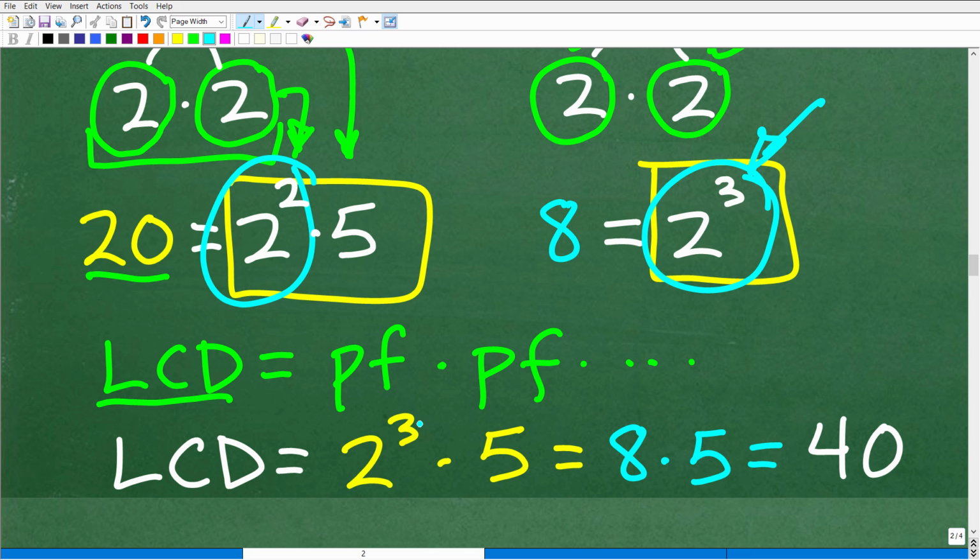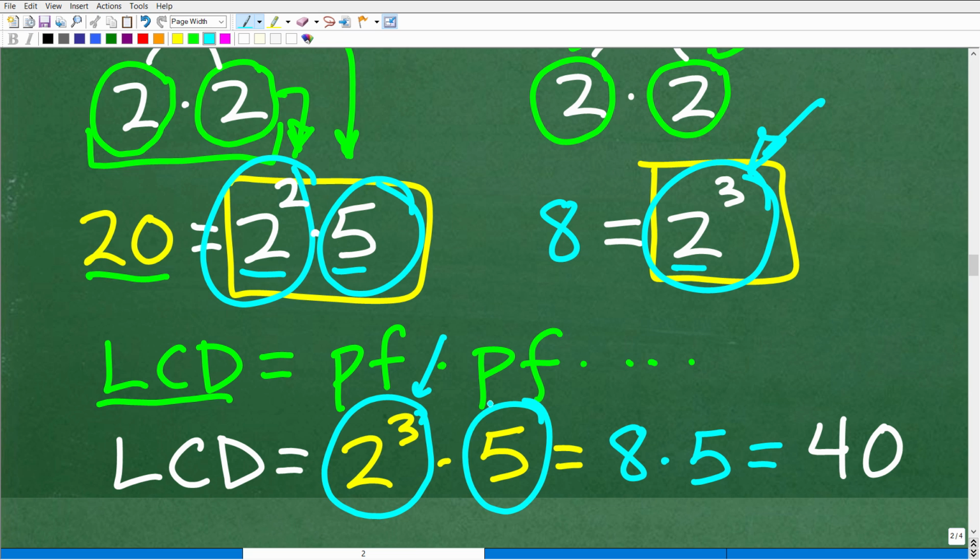Okay, so we're going to have 2 cubed. Now that situation won't always happen, but when it does, you always take the highest power of this number. So we have 2 and 5 as our factors. This is 2 squared, 2 cubed. You take the highest power, and of course we need a 5 represented as well.